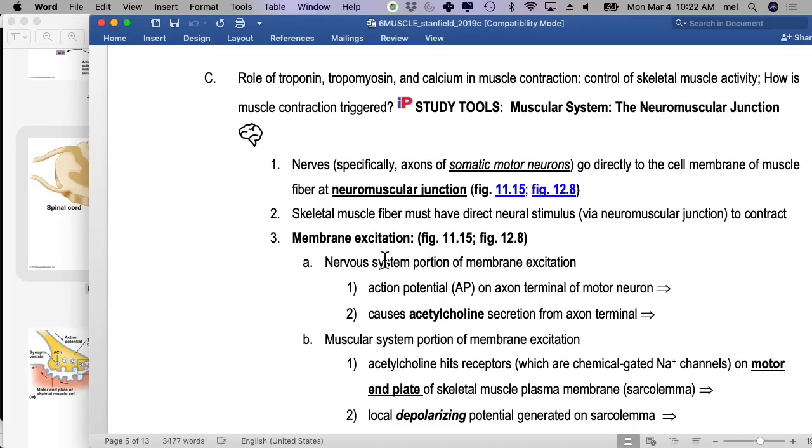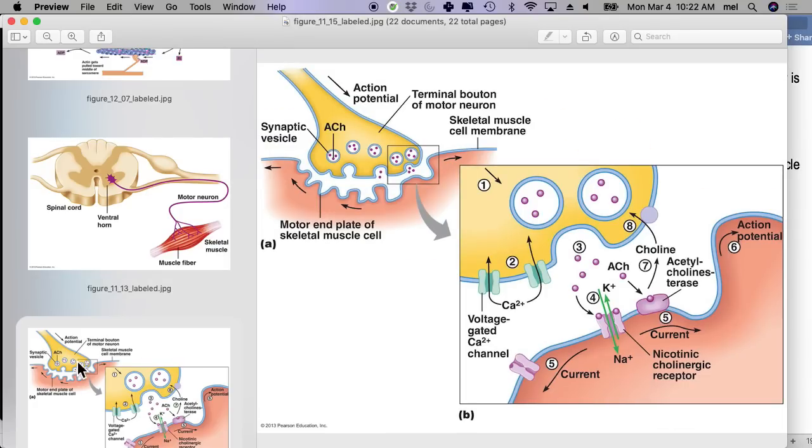Okay, so skeletal muscle fiber must have a direct neural stimulus to contract. So now let's start with how you get that going. We have this portion called membrane excitation. So here is the deal. We have to start with the nervous system before we get the membrane on the skeletal muscle fiber activated. You with me? Okay, so you have to start with the nervous system portion. So let's go right here.